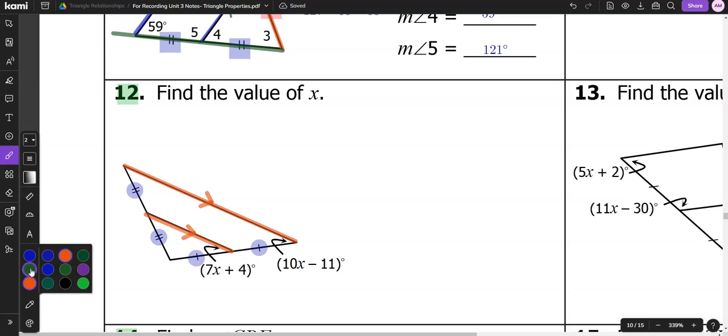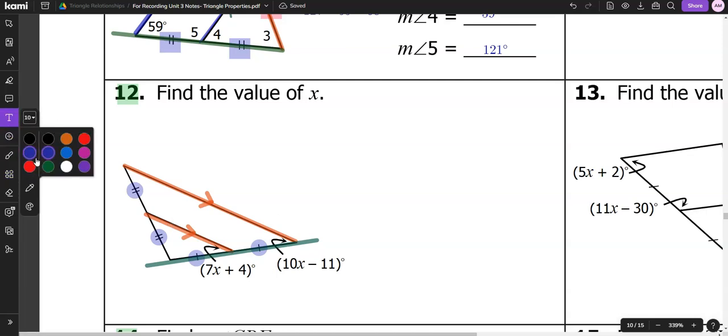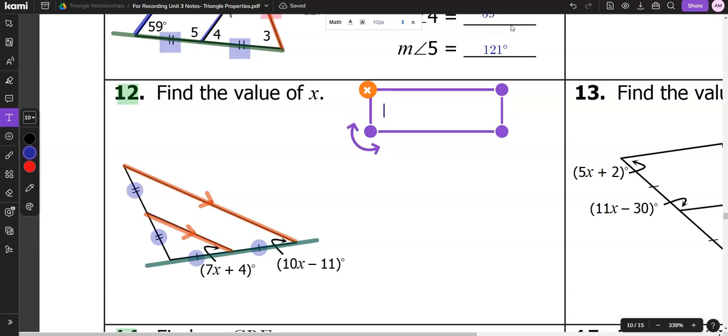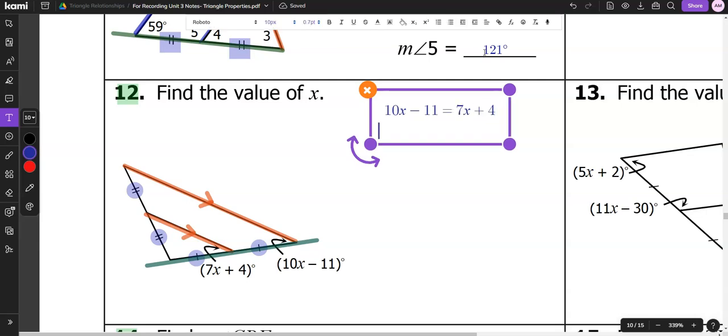And again, we're looking at these as if they are parallel lines cut by a transversal, but we only need to worry about this transversal at this point. And we can see that they are in the same relative location. So they're on the same side of the transversal, and they are both on the left-hand side of the angle, because we only have left and right in this case. So what that indicates to me to solve for x is all I need to do is set those equal to each other. So that is going to be 10x minus 11 is equal to 7x plus 4.